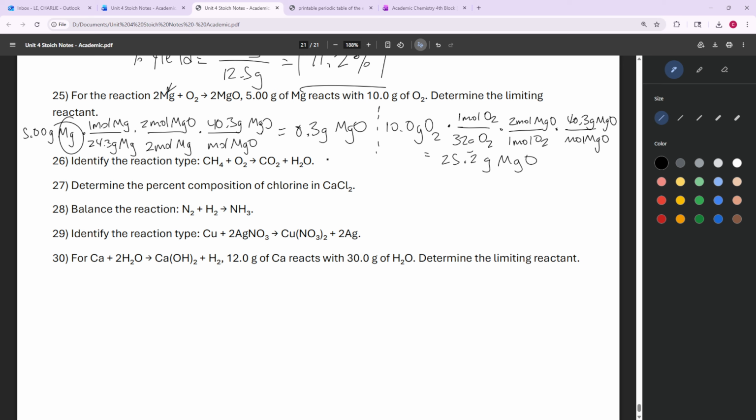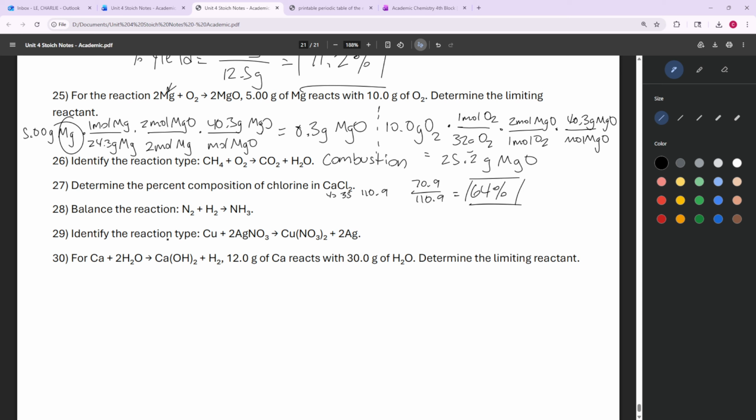Identify the reaction type. That would be a combustion reaction there. Percent composition of chlorine in calcium chloride. So calcium chloride, calcium's 40, chlorine's about 35. So in total, that's 110.9. Well, for chlorine, that'll be 70.9 divided by 110.9. That will be 64%.